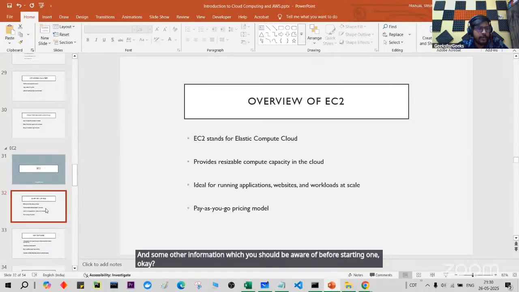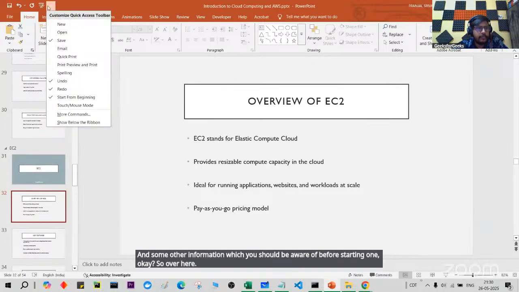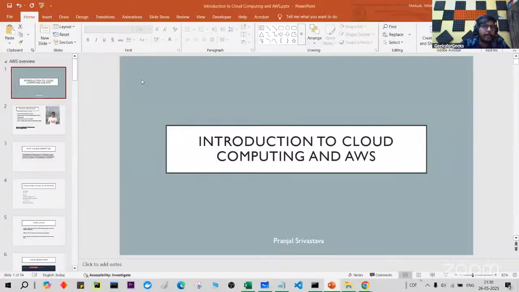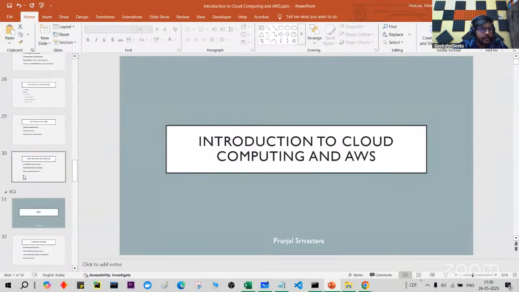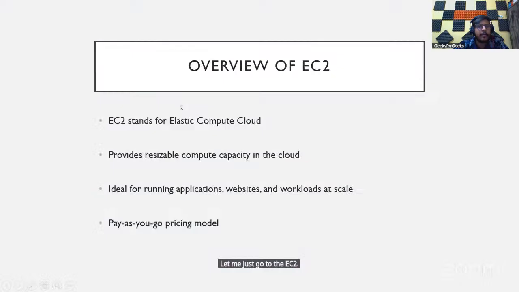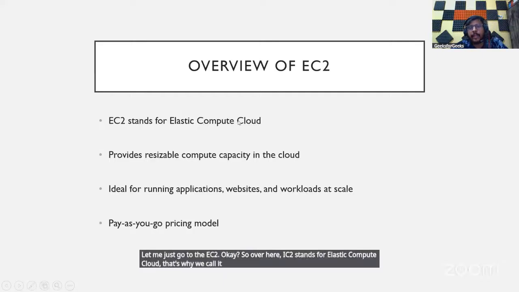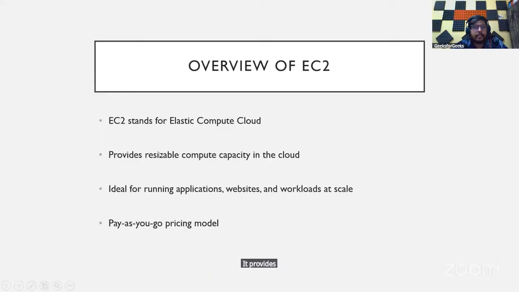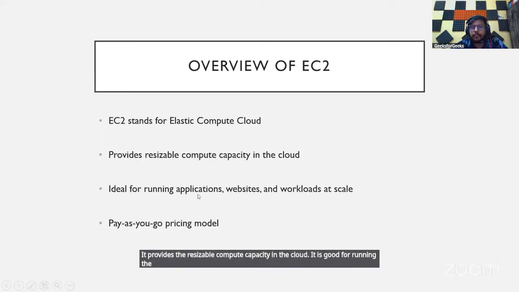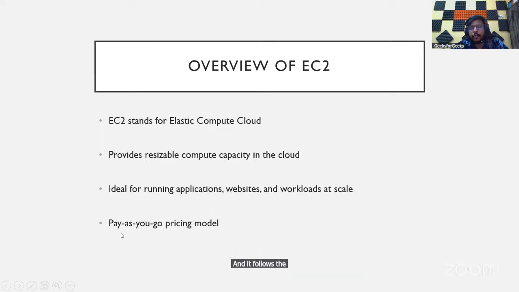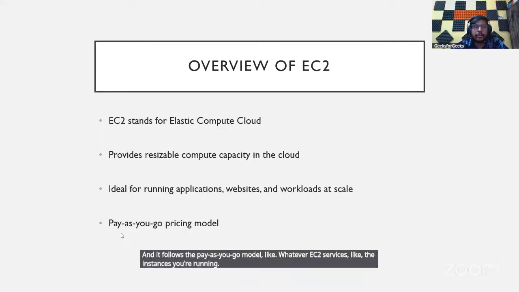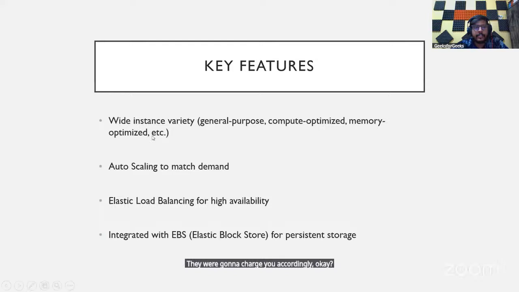Okay, so over here, let me just go to the EC2. EC2 stands for Elastic Compute Cloud. That's why we call it EC2, Compute Cloud, C2. It provides resizable compute capacity in the cloud. It is good for running applications, websites, and any kind of workload at scale. And it follows the pay as you go model, like whatever EC2 instances you're running, they're going to charge you accordingly.